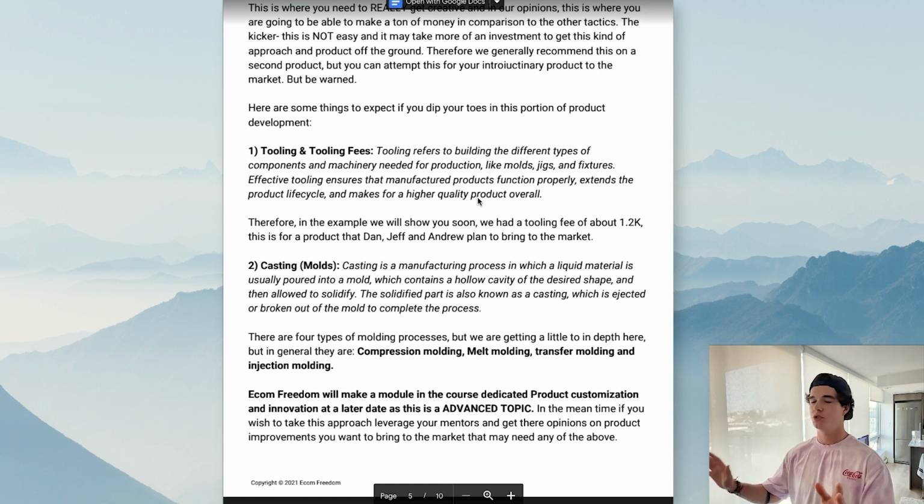I won't go super into detail on this, guys, but these are some molding processes that you can research in your free time. Compression molding, melt molding, transfer molding, and injection molding.